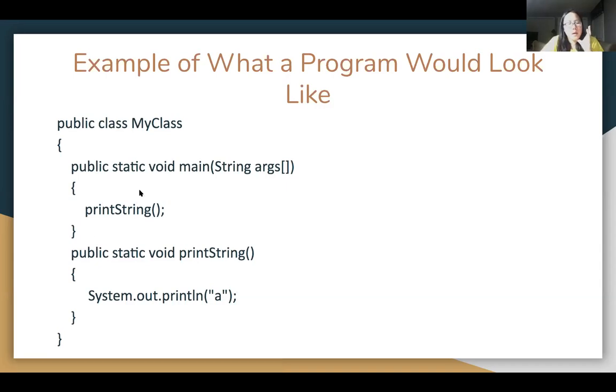You can see here that I called print string here, which corresponds with this. And in this case, the output would be A, since we're calling it one time, which means we're running the method one time. And that means that we're printing out one A.